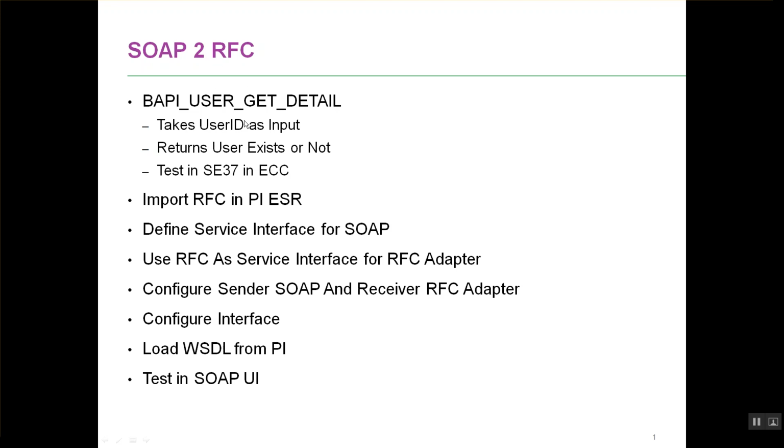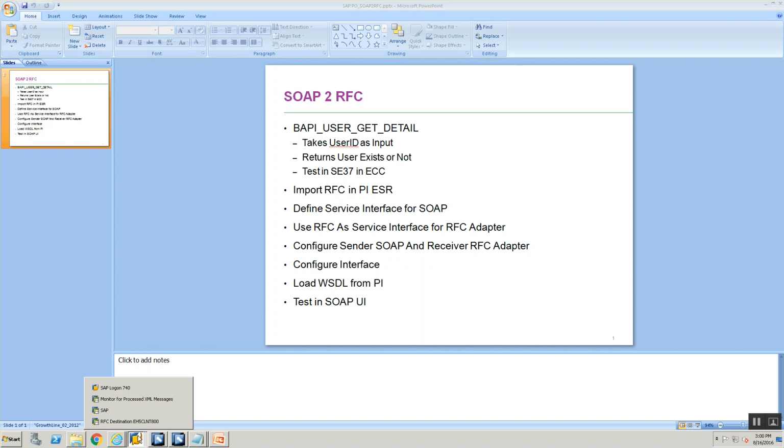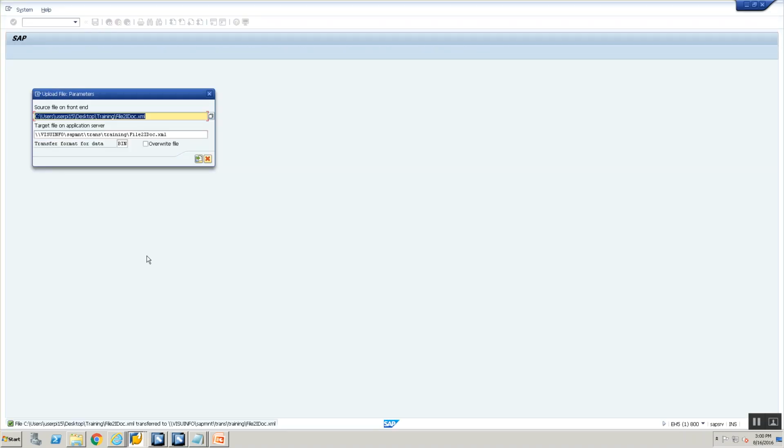The first thing that we would need to look at is what is the backend RFC that we are calling. If you remember, in the file to IDOC scenario, we called a standard SAP IDOC ORDERS.ORDERS05. Similarly, in this case, we are going to call a standard SAP RFC called BAPI_USER_GET_DETAIL. What does this BAPI do? This BAPI takes the user ID as an input. It executes a check whether the user exists in the system or not. If the user exists, it returns the details about the user. If the user does not exist, it will return an info message, not an error message, that the user does not exist.